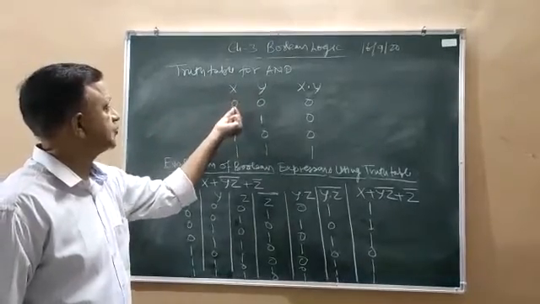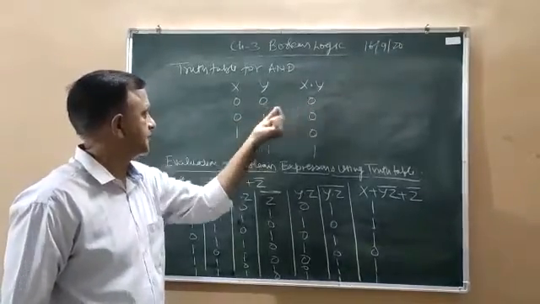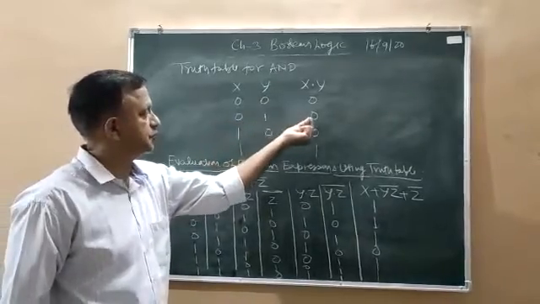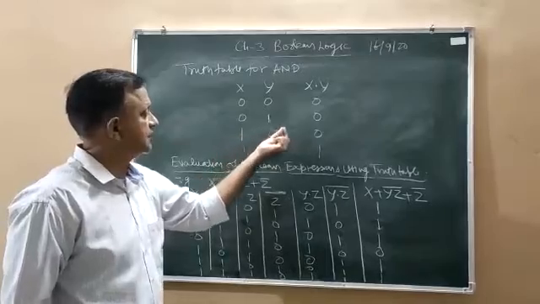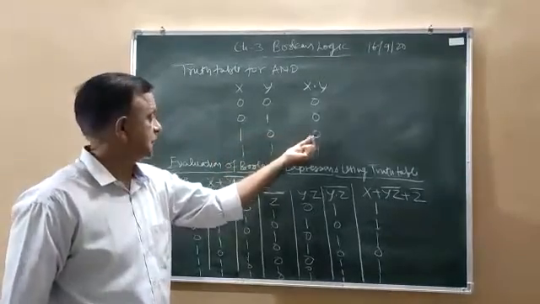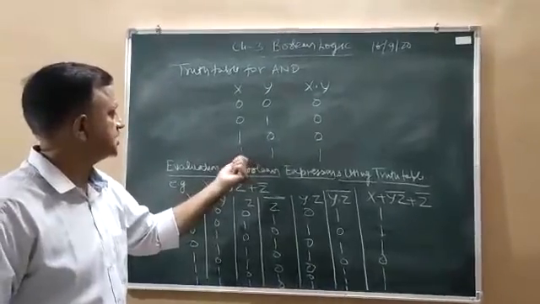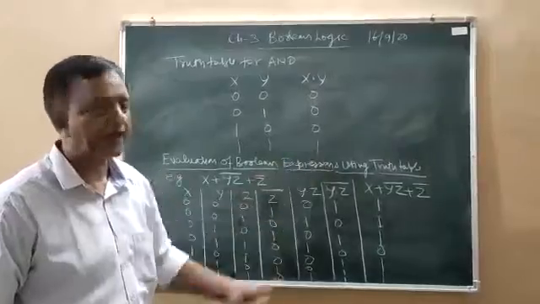So the first combination would be 0, 0, then 0 AND 0 would be 0. Next is 0, 1, then 0 AND 1 would be 0. Another combination, 1, 0, then 1 AND 0 would be 0. Now in the last combination both the inputs are true, that is 1, 1, then 1 AND 1 is equal to 1.